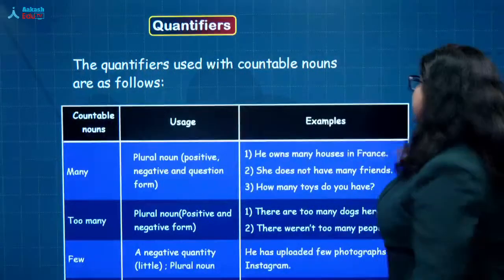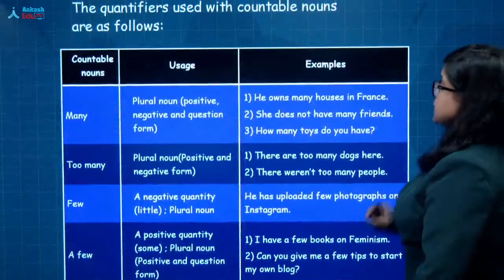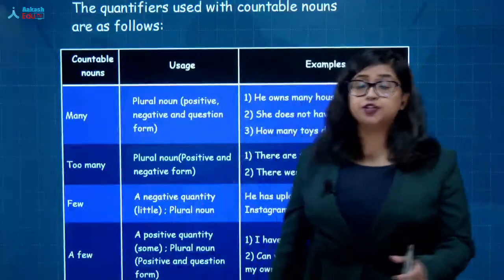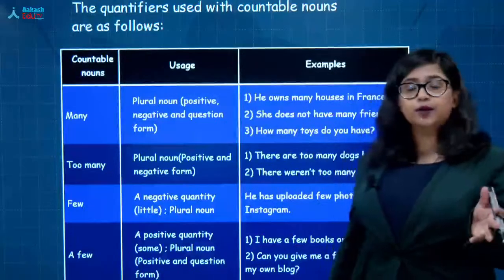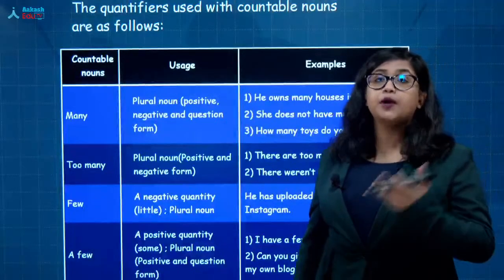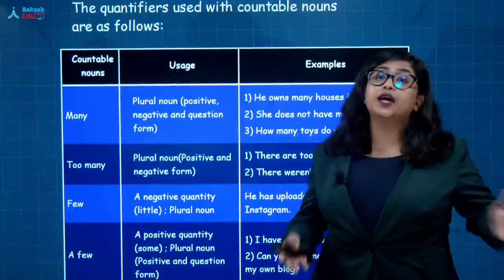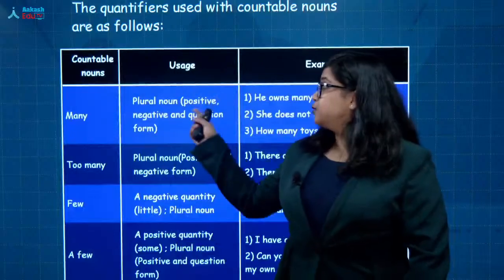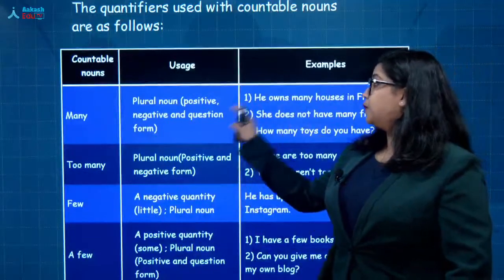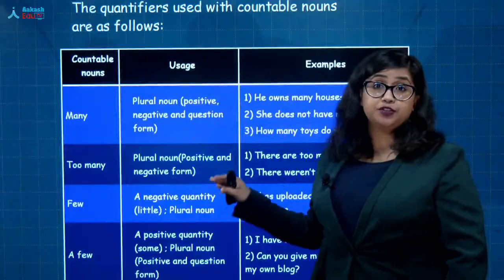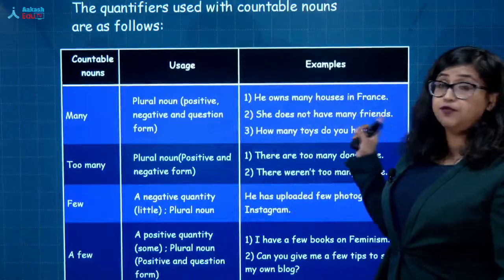So let us look into the quantifiers in detail. The quantifiers which we use with countable nouns are, first, many. We use many when we talk about a plural noun. Of course, it's a countable noun, but with a plural noun. Many, as the word itself suggests, means more than one, right? So many is used with a plural noun, and it is used in all three forms, which are positive, negative and question form.